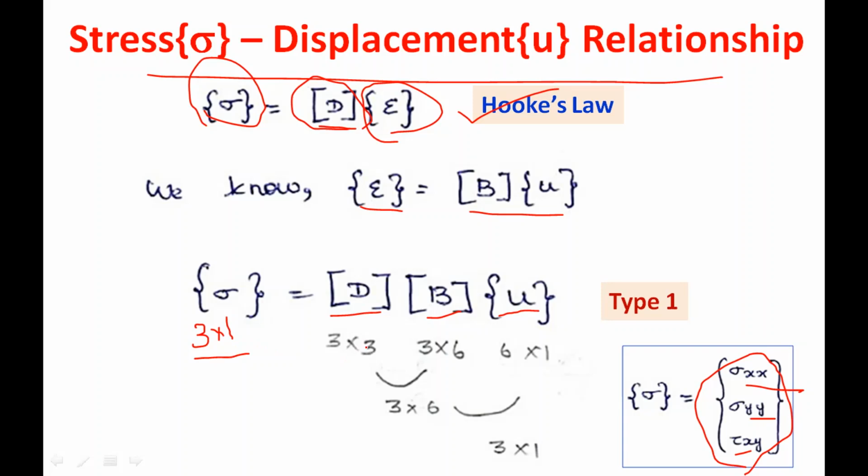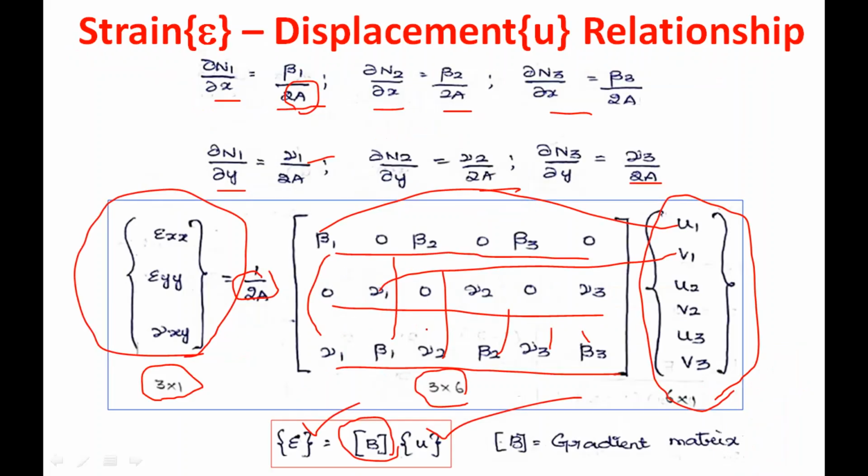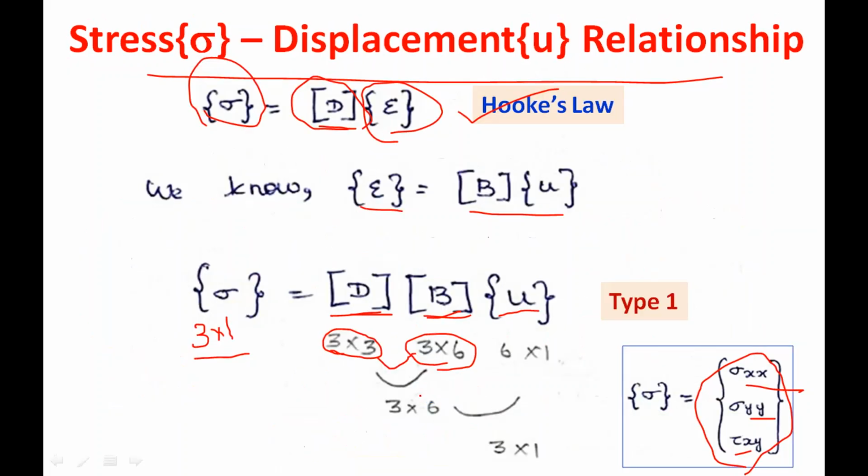For finding this, we are going to multiply the two matrices D and B. What is the size of the D matrix? It is a 3 by 3 matrix. For first, we are considering only plane strain and plane stress conditions, so we will have a 3 by 3 matrix. And the B matrix we know is a 3 by 6 matrix. Just now we derived it. Now when you multiply these two, we will get a 3 by 6 matrix. This 3 by 6 matrix may be multiplied with this displacement matrix. Finally we will get a 3 by 1 matrix, which is a stress matrix.